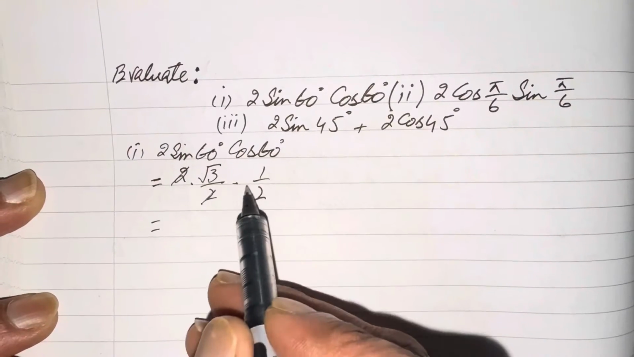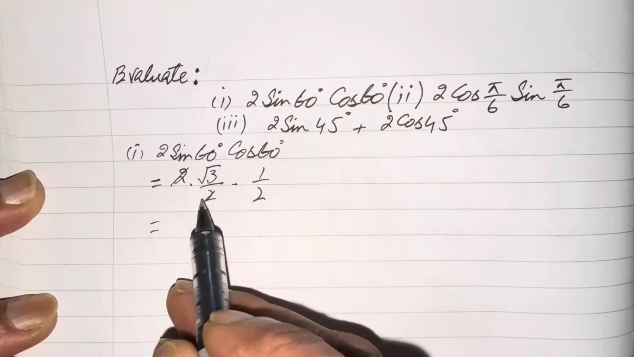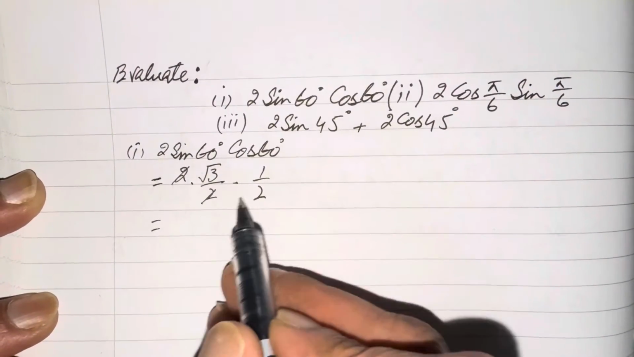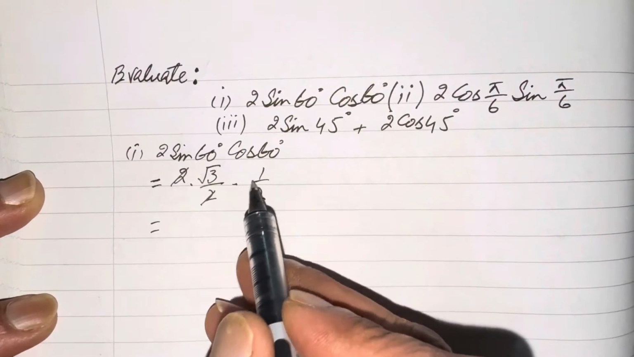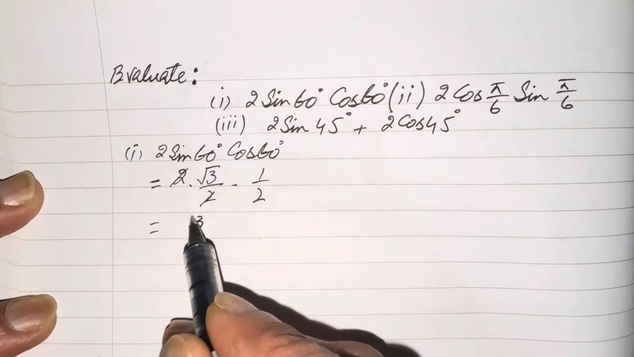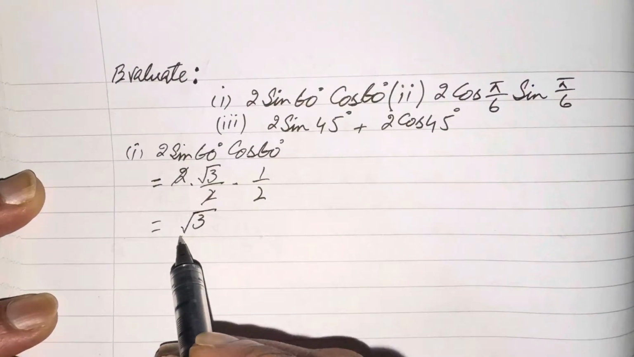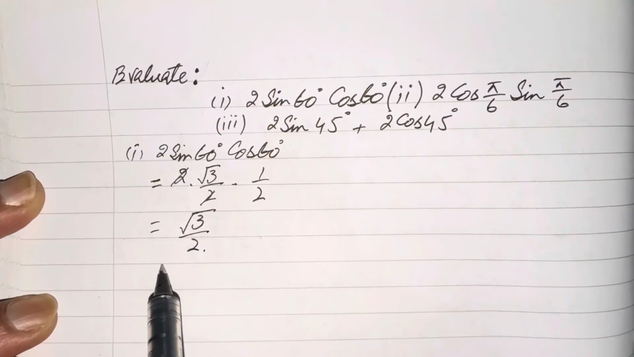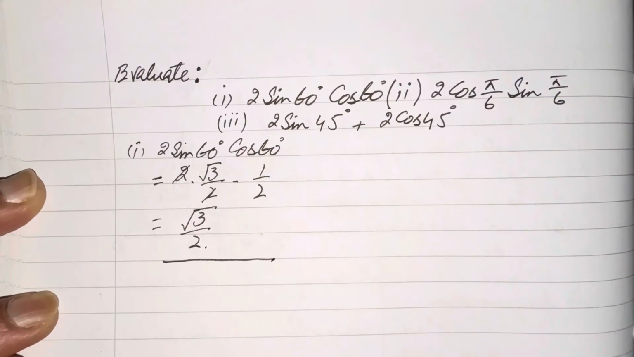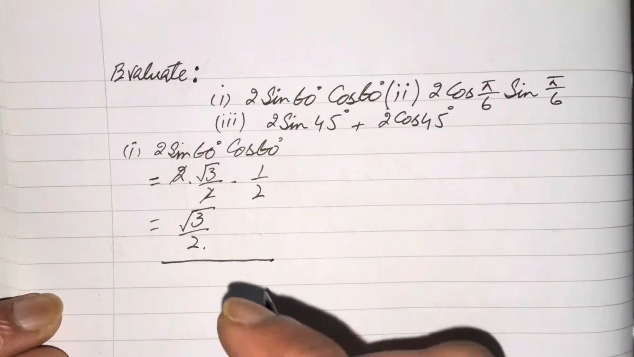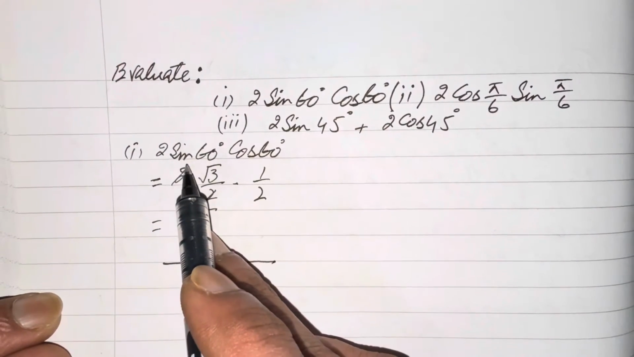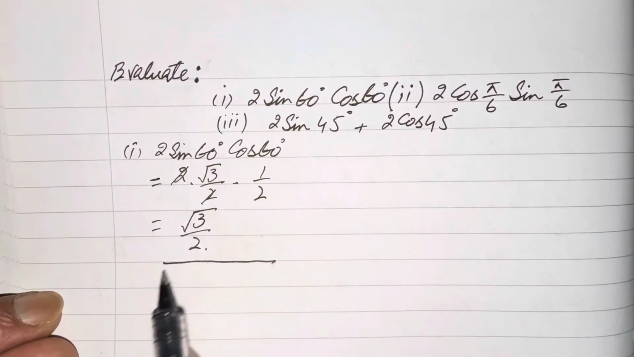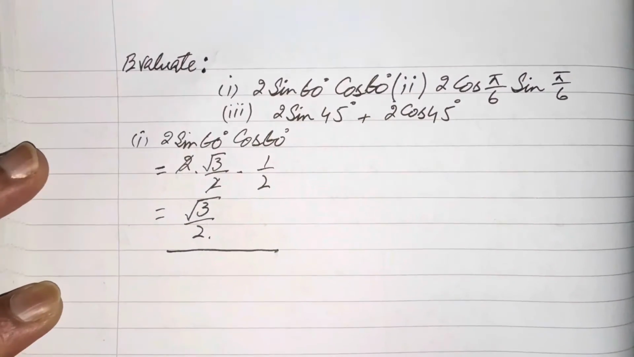These are all multiplying with each other. It's a very simple simplification: this 2 will cancel with the other 2, and then under root 3 will multiply by 1 and become under root 3 divided by 2. That's the simple answer that we found by putting in the trigonometric ratios of sine 60 and cos 60. That's the easiest way of simplification.